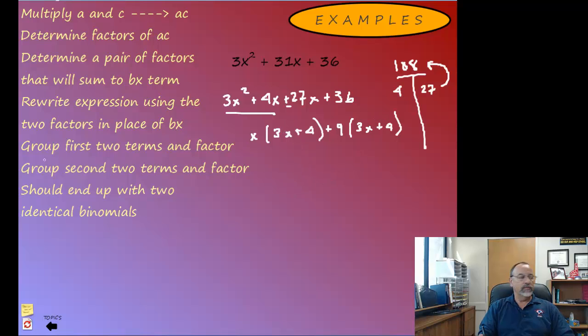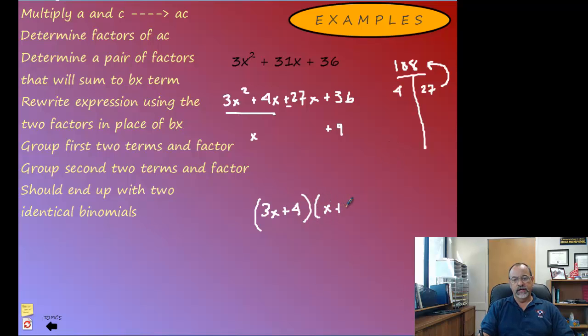So I have identical binomials, which I should have. So those are going to come out, 3x plus 4. And then again, I can imagine, because I took those away, what's left? x plus 9. So this is going to be x plus 9. So when I multiply these two back together, those are the factors of this.